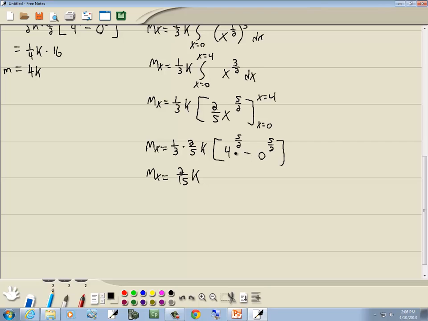And this 4 to the 5/2, I can rewrite that as 4 to the 1/2 raised to the 5th power. Now 4 to the 1/2 is the square root of 4, which is 2. 2 to the 5th gives us 32. So our moment with respect to x is going to be equal to 64 over 15 k. Okay. Now let's find our moment with respect to y.